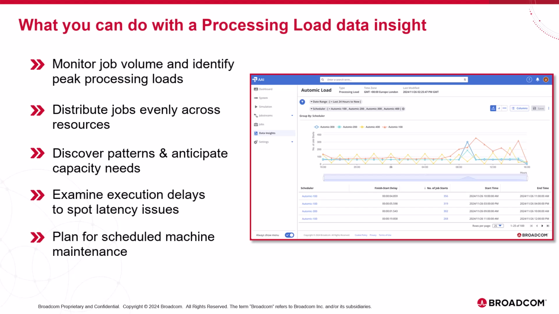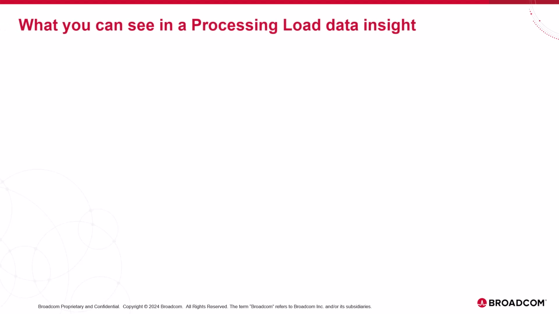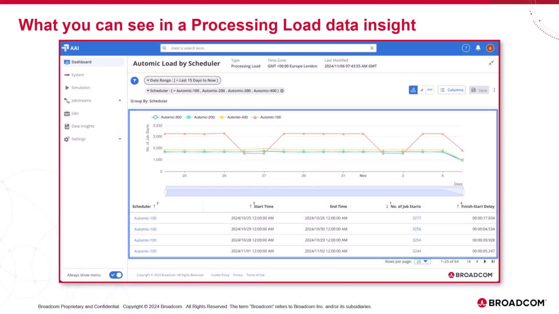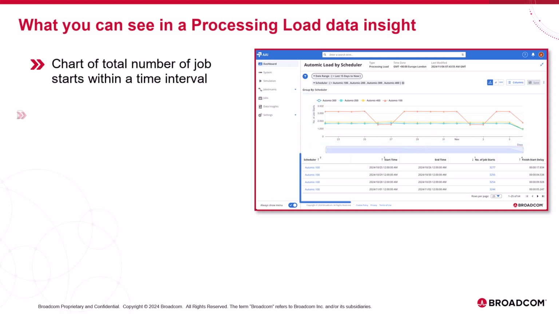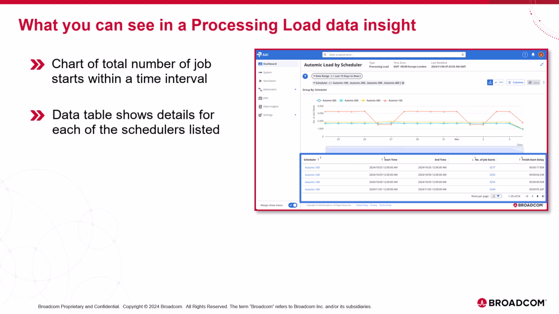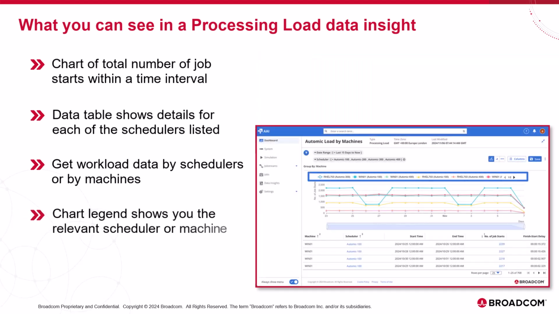Let's also take a look at what you can see in a processing load data insight. Like most data insights in AAI, the processing load data insight shows you both the chart and tabular views of your data. You can see a line graph of the processing load plotted on the total number of job executions against an interval of time. The table below shows you the details of your job starts on the schedulers or machines, depending on how you define the data insight. And the legends on the chart represent the relevant schedulers or machines grouped in the data insight.